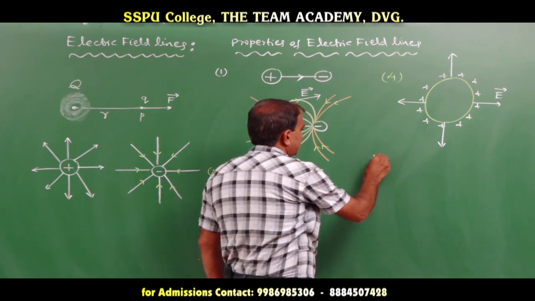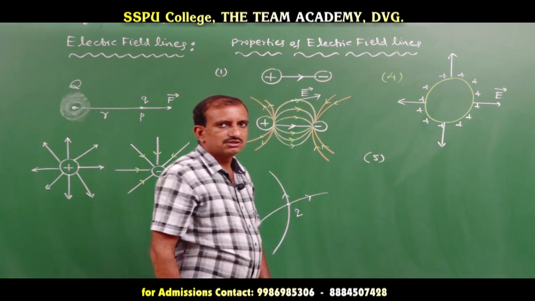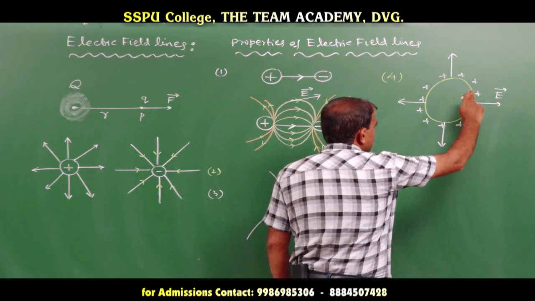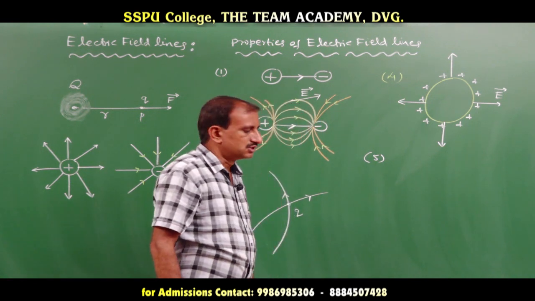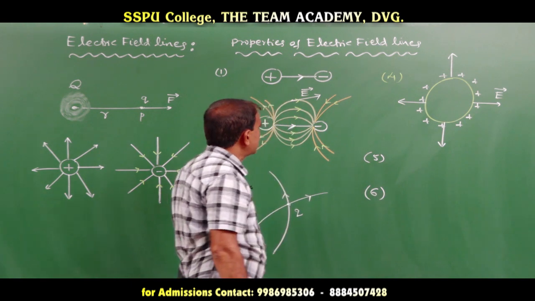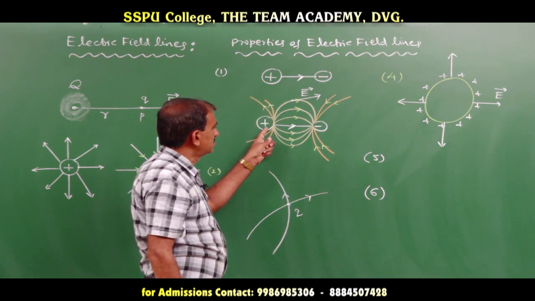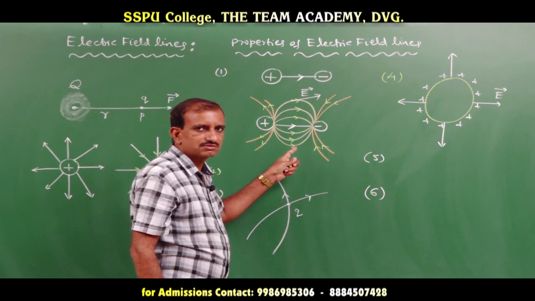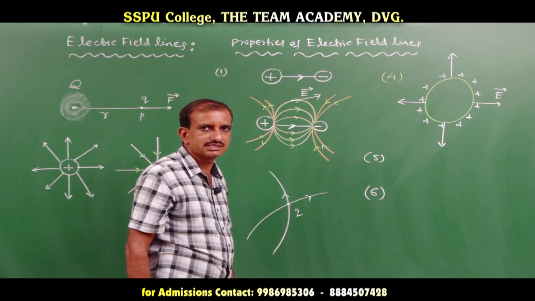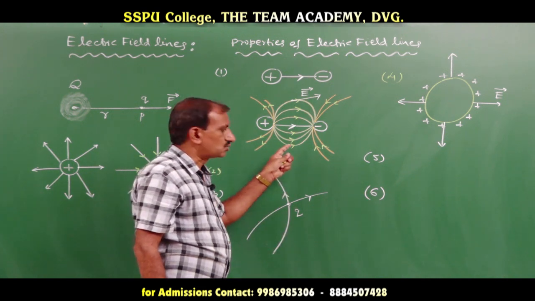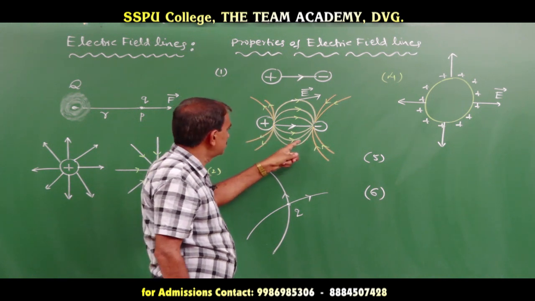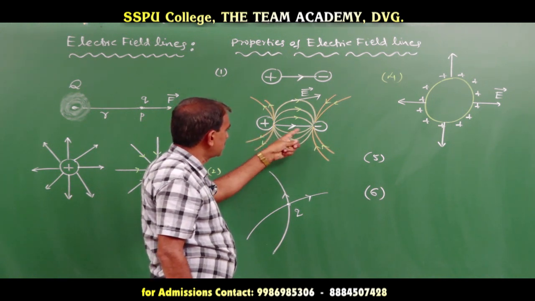The next property: the electric field lines do not pass through the conductor. Okay, one more property: the electric field lines contract along the lengthwise, which signifies that two unlike charges attract each other. Therefore, they contract along the lengthwise.